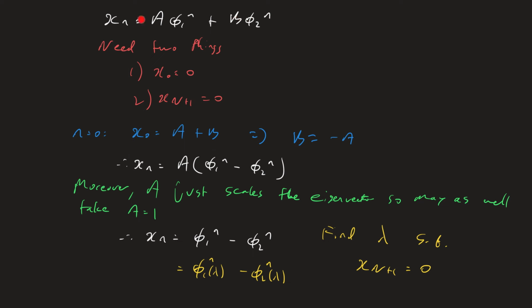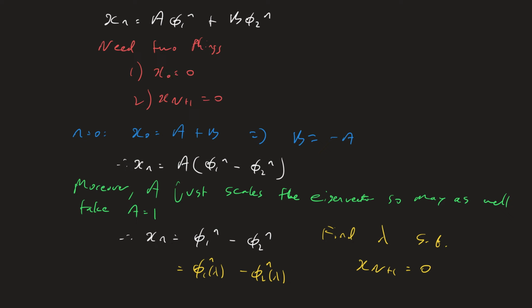Here are the solutions to our recurrence relation. Phi1 and phi2 depend on lambda. A and B are free for us to choose, the scalars. We want to know whether we can choose A and B so that x0 and x big N plus 1 are both equal to 0. For some values of lambda this will not be possible, for others we can do this.